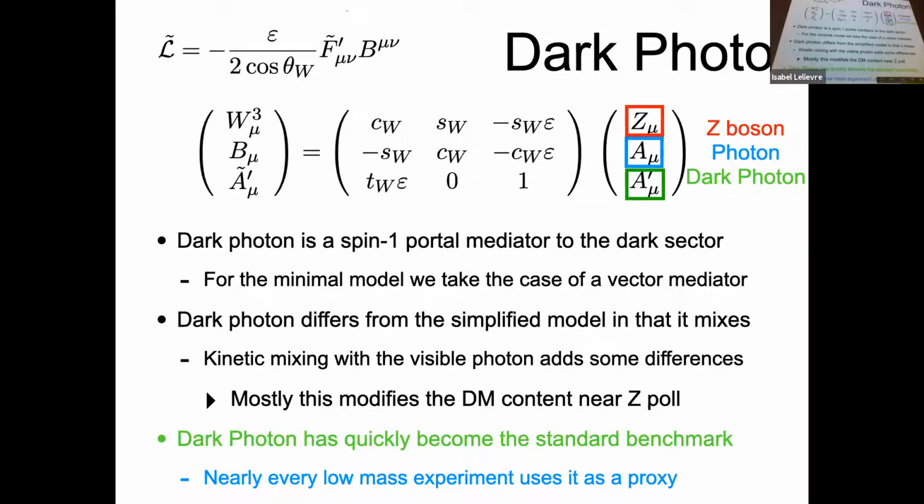The other thing that does change is that the relic density calculations change, because now, when the dark photon mixes with the Z, for example, on the Z shell, you get a different relic density because of a resonant enhancement. And I would say this has quickly become the standard for low mass.